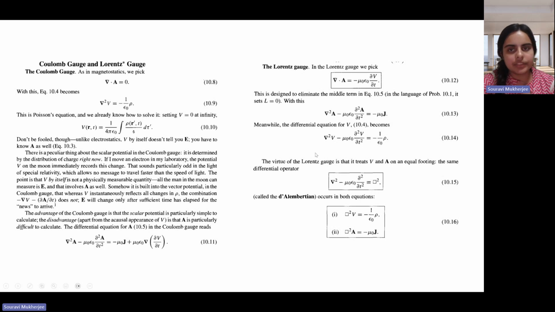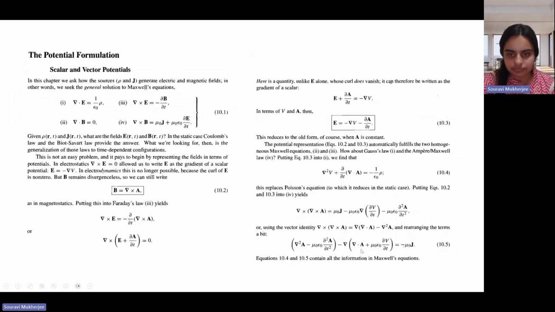Okay, so rather we choose another gauge, which is called the Lorentz gauge. And what do we do here? We put the divergence of A to be equal to minus mu naught epsilon naught del V del T. Now, how do we get that? If you go back and see here, this is what you have got here, right? You see that this is your standard wave equation, but you had this extra term. But now if you choose A and V such that this term goes to 0, then you get back your simple wave equation. And that makes your calculations and your life simpler, right?